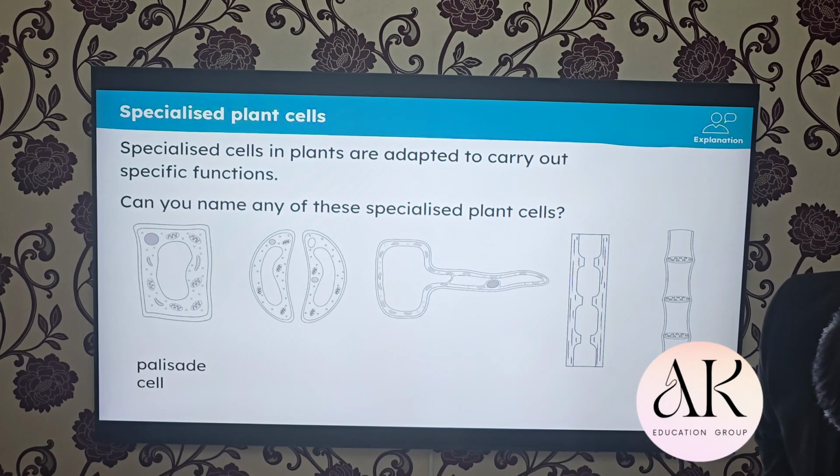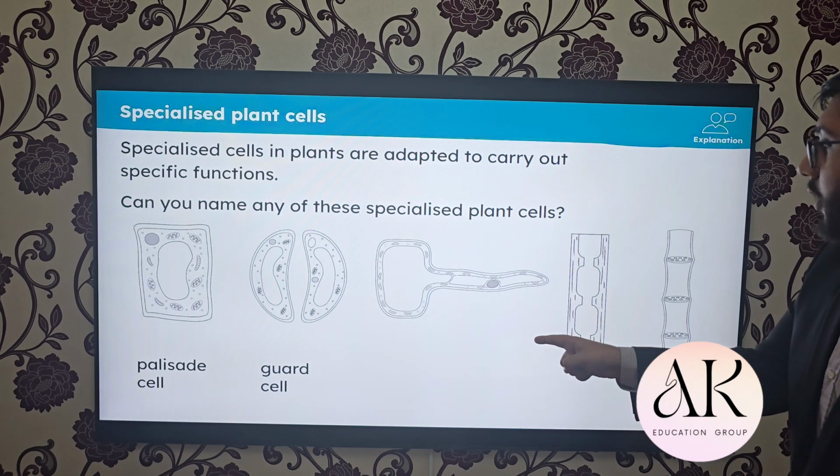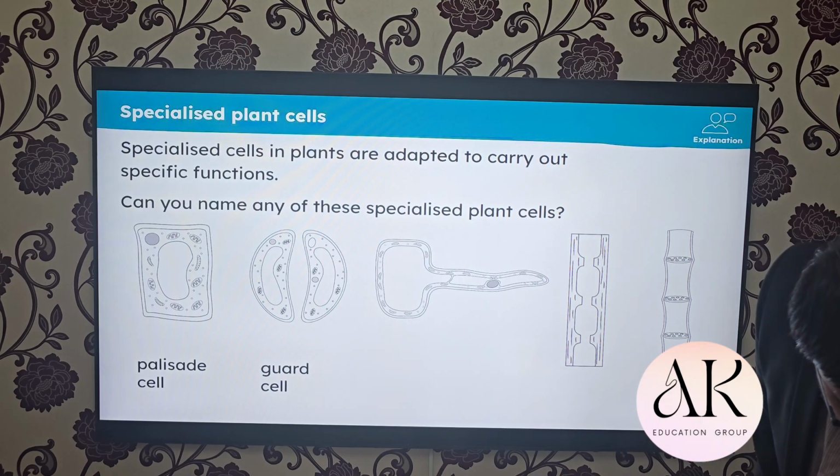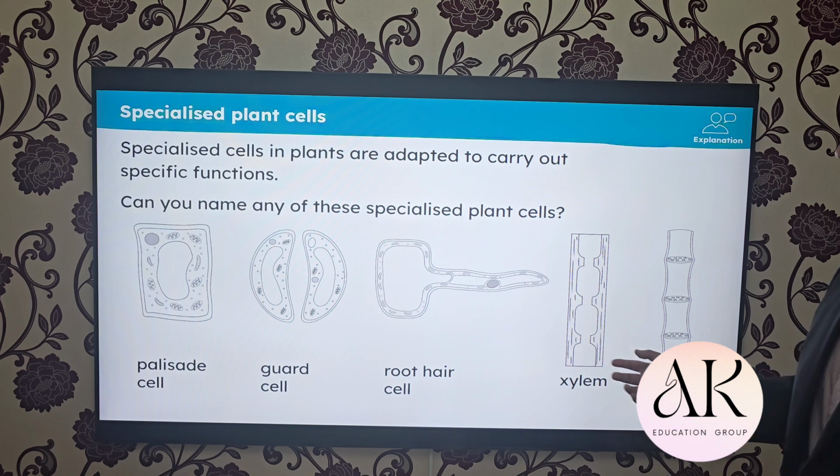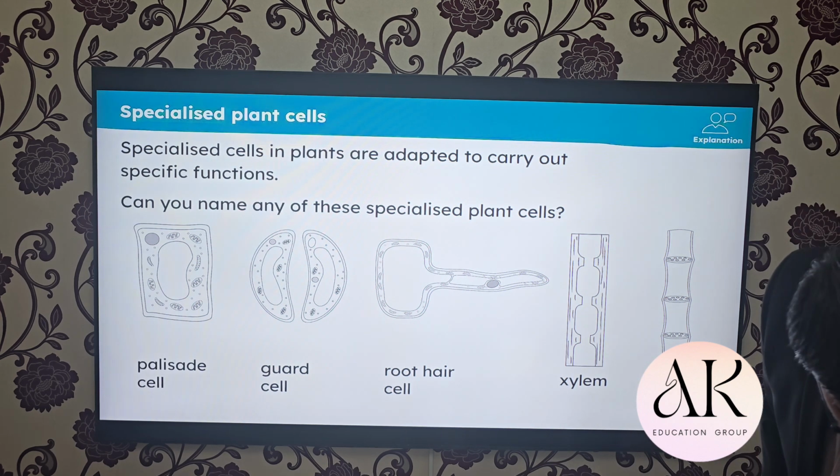So, you've got a palisade cell, a guard cell, a root hair cell, and xylem and phloem. Okay, so these are the different specialized plant cells.